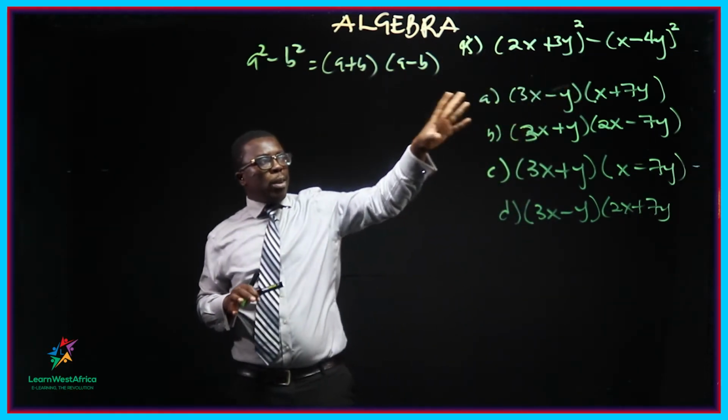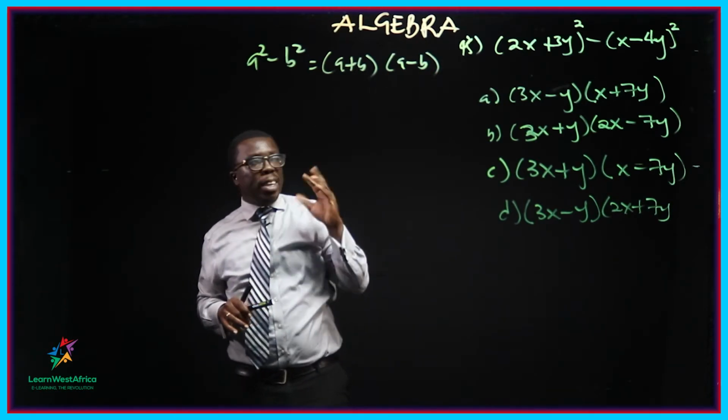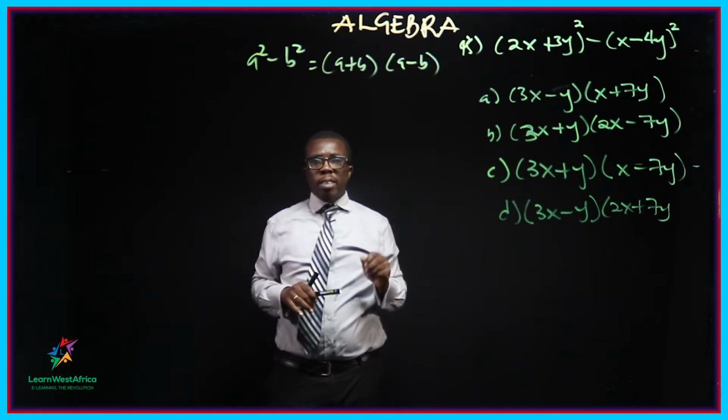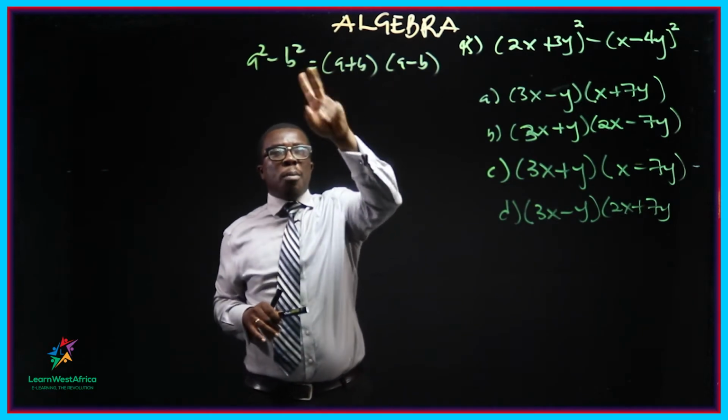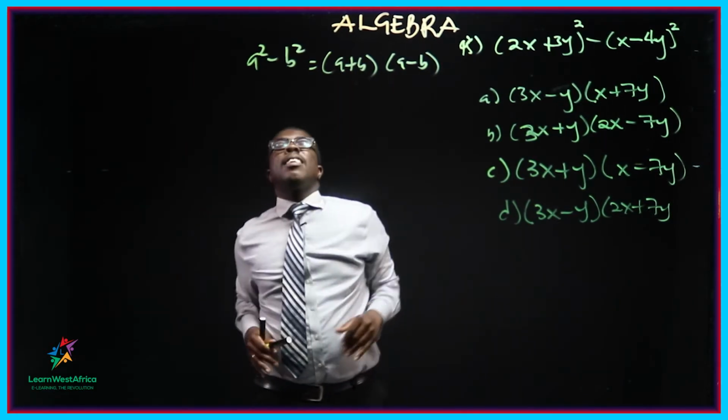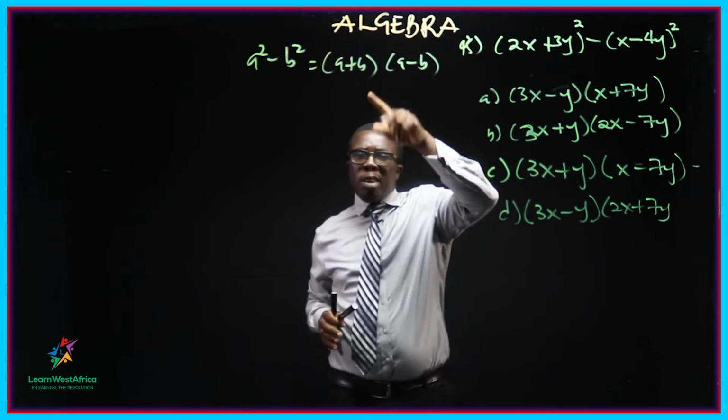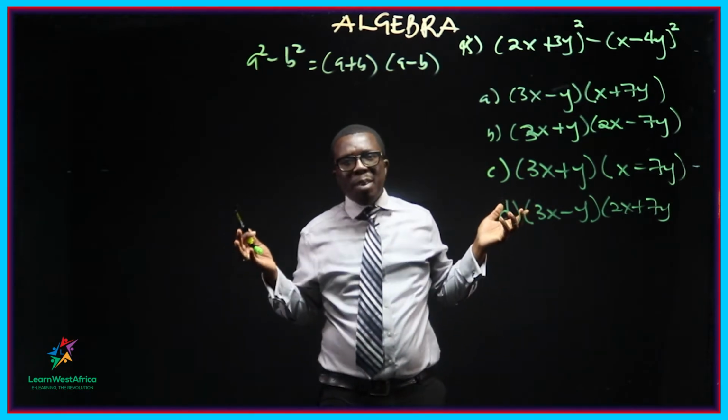Minus x minus 4y, all squared. So what do we do? We apply the difference of two squares rule. For the first term, we have one bracket, and then another bracket where we subtract the second term. Then we simplify and open the brackets.